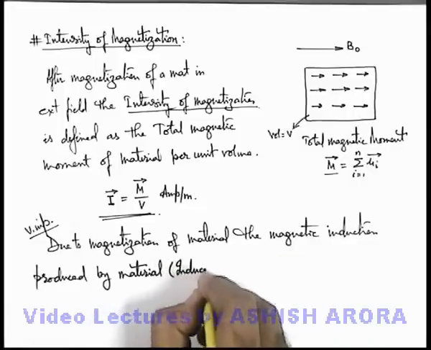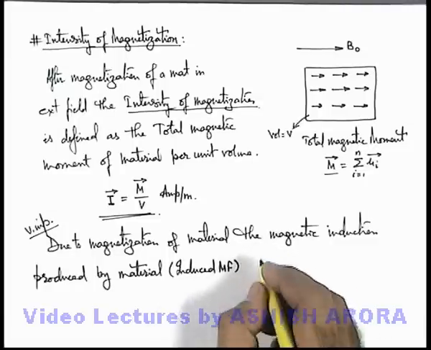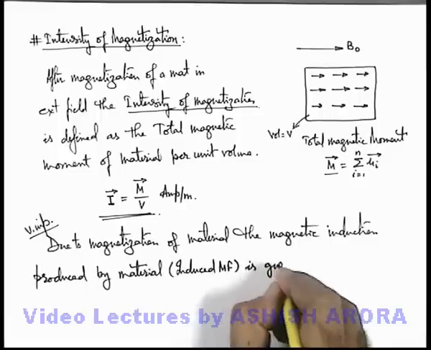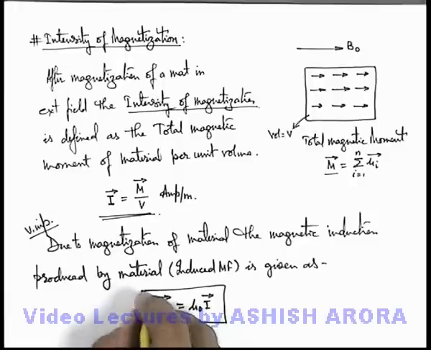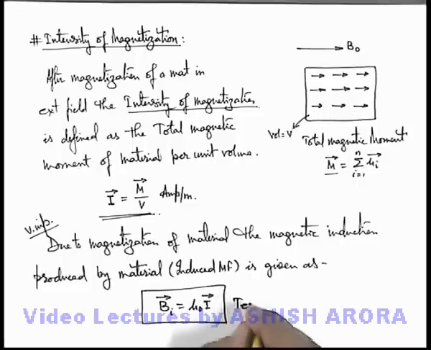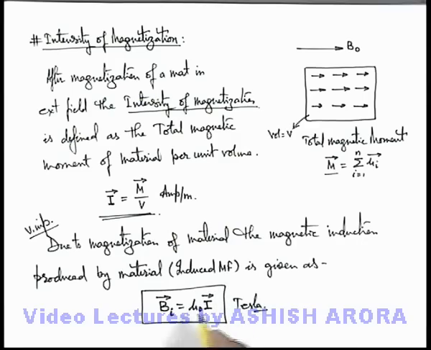It is the induced magnetic field by the material due to its magnetization, which we can directly write as B induced vector equals mu naught multiplied by I vector, where mu naught is the magnetic permeability of free space. So if we know the intensity of magnetization, we can directly calculate the magnetic induction produced by the magnetized material in its volume, which is given as mu naught I.